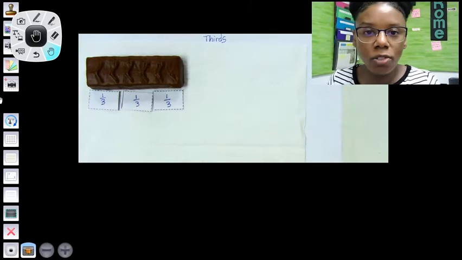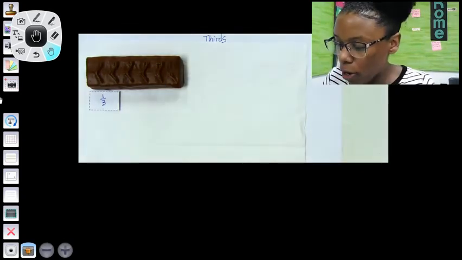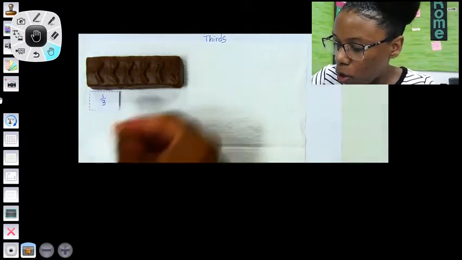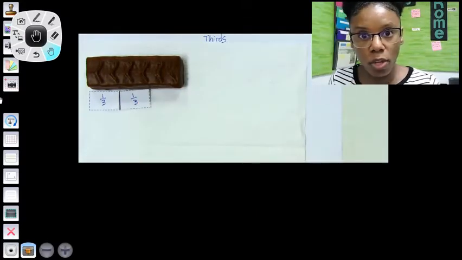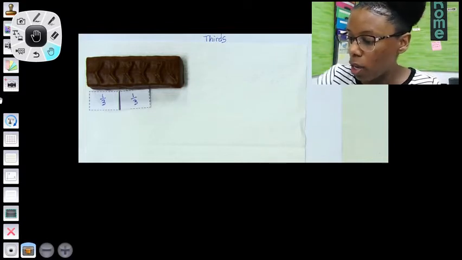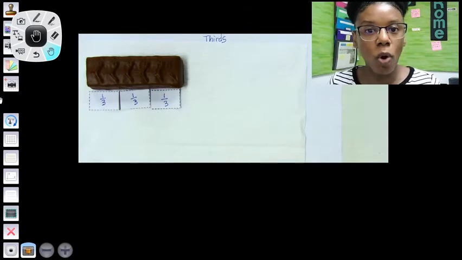Now, if I was counting to get to the whole, I would say 1/3 for me, 1/3 for one of my other friends. So far that's 2/3 of the candy bar gone. And 1/3 for my final friend, or 3/3 to make the whole.